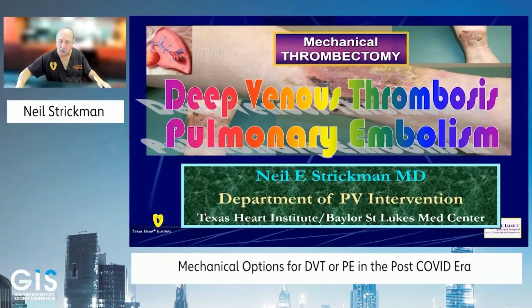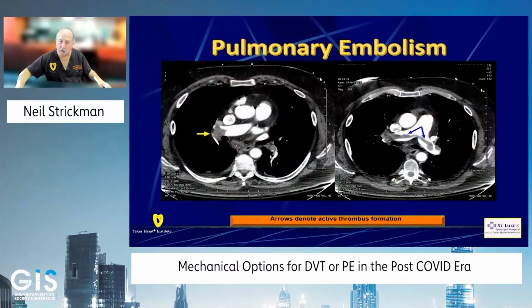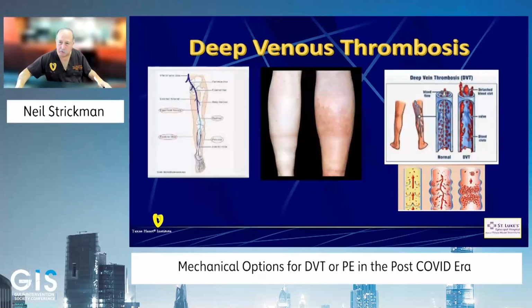Mr. Chairman, I'm going to talk about mechanical thrombectomy for DVT and pulmonary embolism. As you can see here outlined by the arrows, this is massive pulmonary embolism, a saddle embolus across the main pulmonary artery and into both the right and left pulmonary trunks.